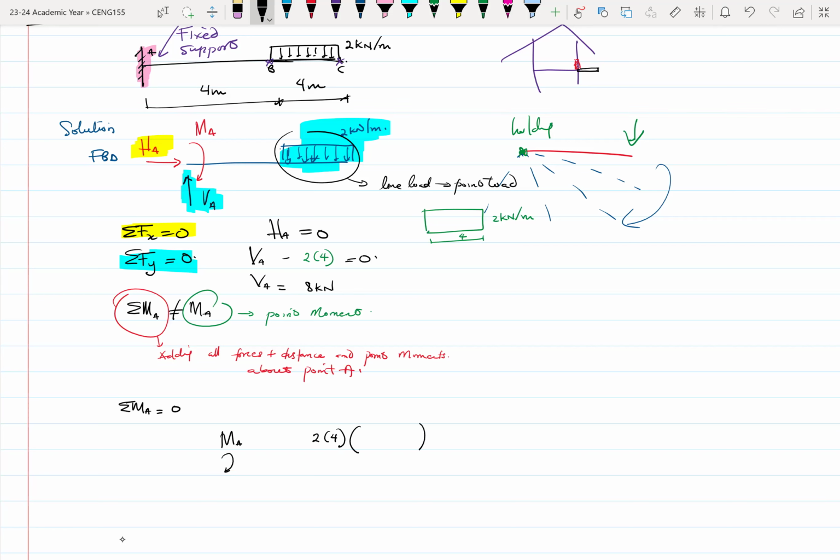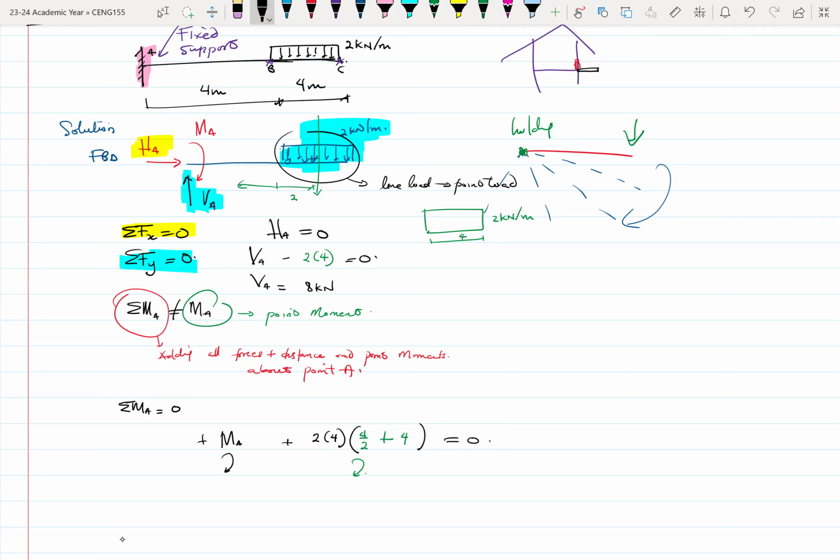The distance will be half the distance the UDL is acting at plus whatever remaining that you have. In this case, my UDL is likely to act in this space over here. So half of this distance here is 2. So 2 plus the remaining distance. Half of 4 is 2. So 4 over 2 is half of 4, plus the remaining distance of 4. Again, this is what's clockwise, so they both are the same direction. So I could just say plus, plus, and I'm good to go.